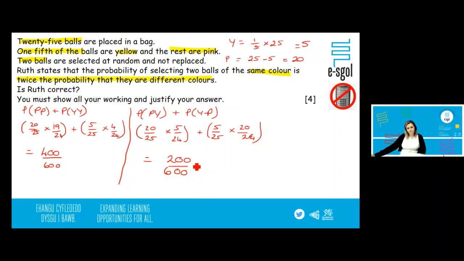Okay, so if we go back and read the question, it said, is she correct? Now she stated that the same colour, which is my left-hand one, is twice the probability of the different colours. So we only need to look at the numerators here and think about, is 400 double 200? Yes, it is. So she is correct. And at that stage, it would be enough to just say yes, because you've shown your method and you've justified it through the probabilities that you've worked out. Okay, so yes is enough there along with the 2 fractions. Don't just put yes on its own, you won't get any marks.